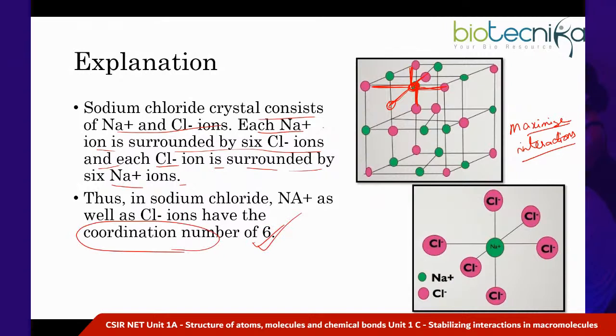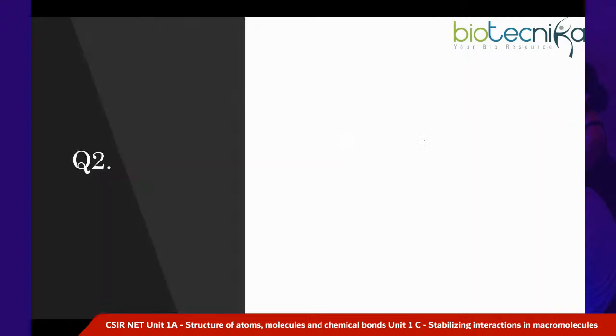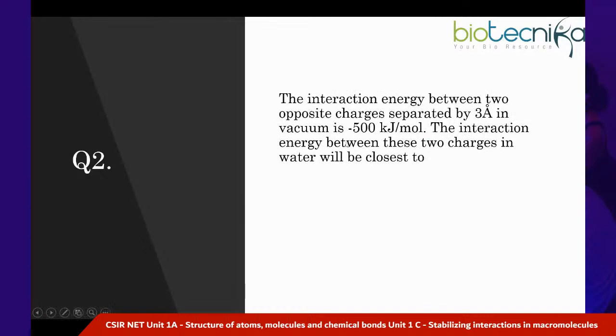NaCl is a very common molecule, that's why they have asked it. But generally, for uncommon molecules, you'll not get. But probably ionic bonds have such kind of property to form the lattice. Moving on to the next question. The interaction energy between two opposite charges separated by 3 Angstrom in vacuum is minus 500 kilojoule per mole. The interaction energy between these two charges in water will be closest to what?